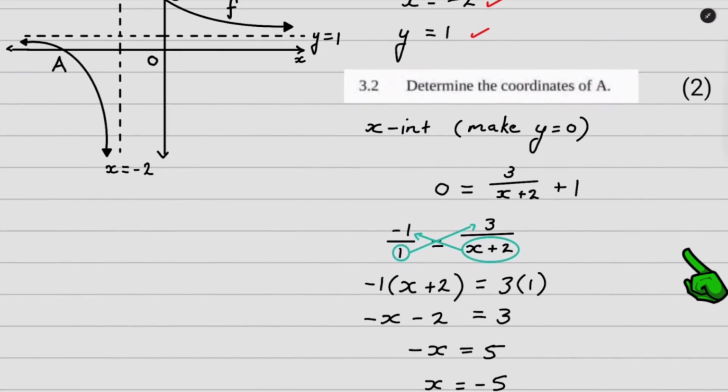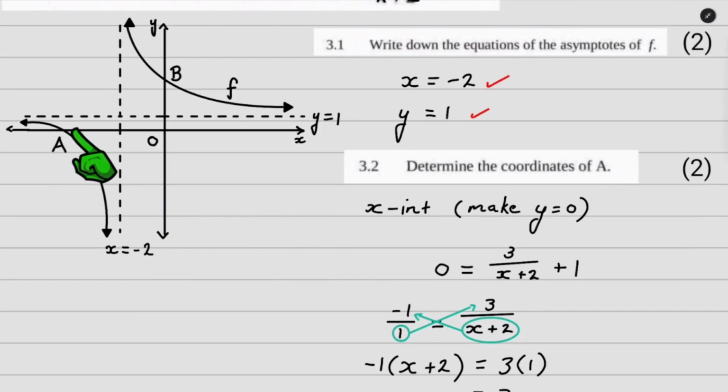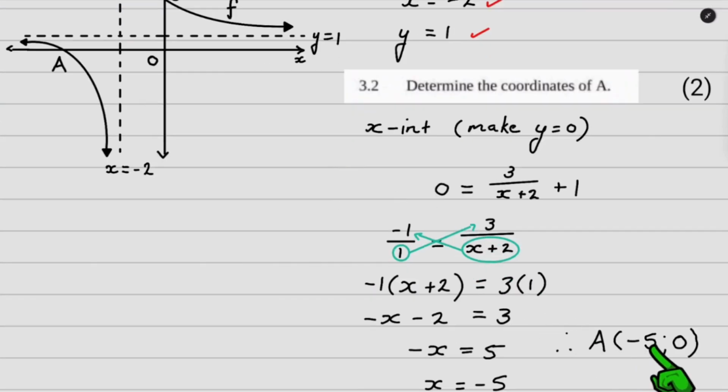Now we're not quite done. We need to still give the full coordinates of A, so I need to write that down. And the x value for A is negative 5, as we can see there. And the y value for A is 0, and we can even see that graphically here. It's got a y value of 0. And the negative 5 makes perfect sense because it's on the left of negative 2. So we have the coordinates of A to be minus 5 and 0. And the marks come from making y equal to 0 and the coordinates of A.